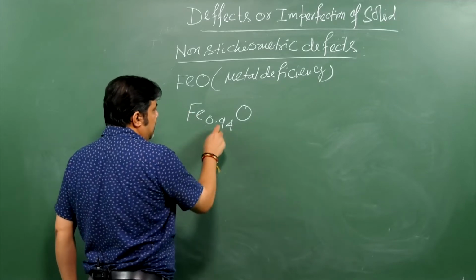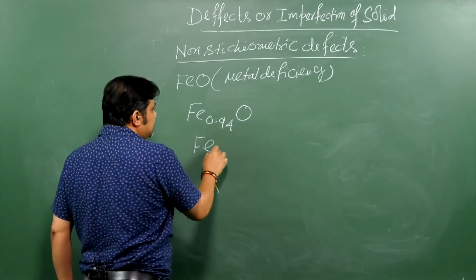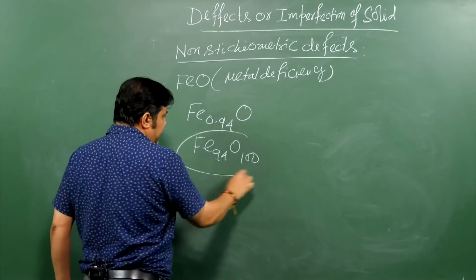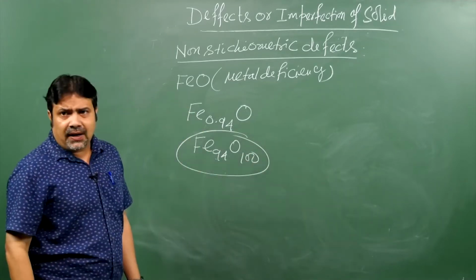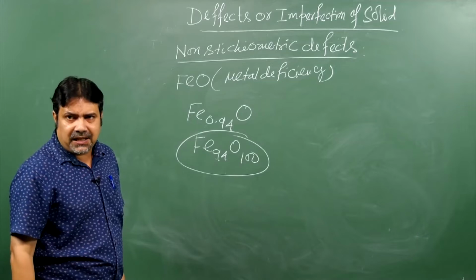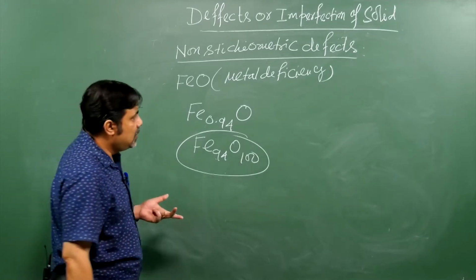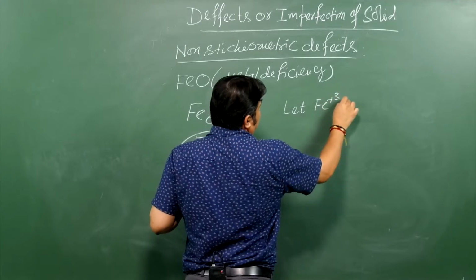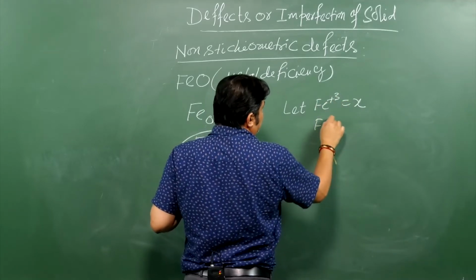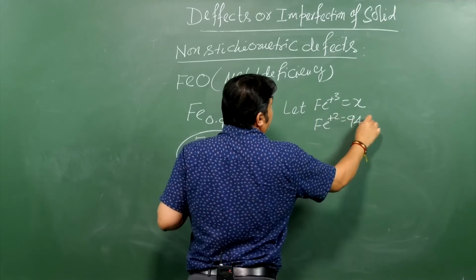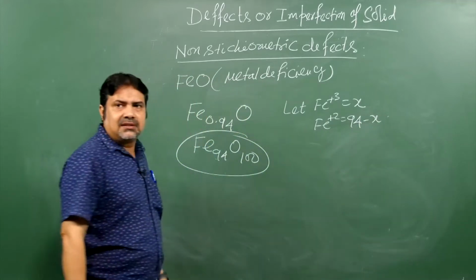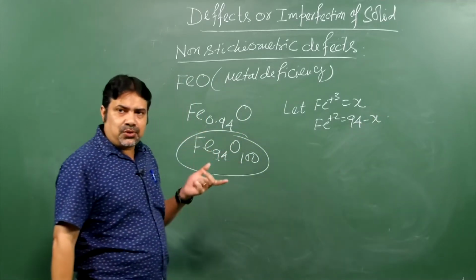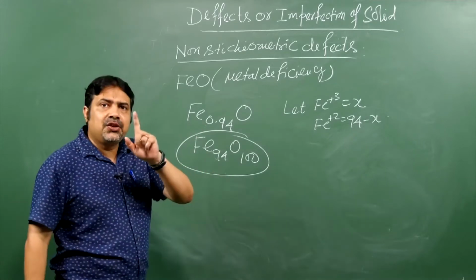How will you proceed? First, make it a whole number by multiplying by 100. This will be 94 and this will be 100. Out of this 94, some amount is iron +2 and some amount is iron +3. How many? I don't know. So let iron +3 be x, and then iron +2 will be 94 minus x. Total will be 94. Got my point? And the oxide charge is minus 2, you know, and the overall molecule is neutral.